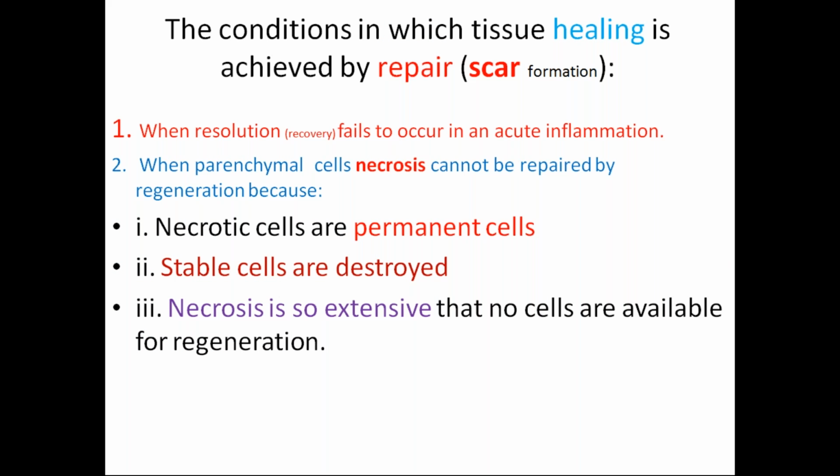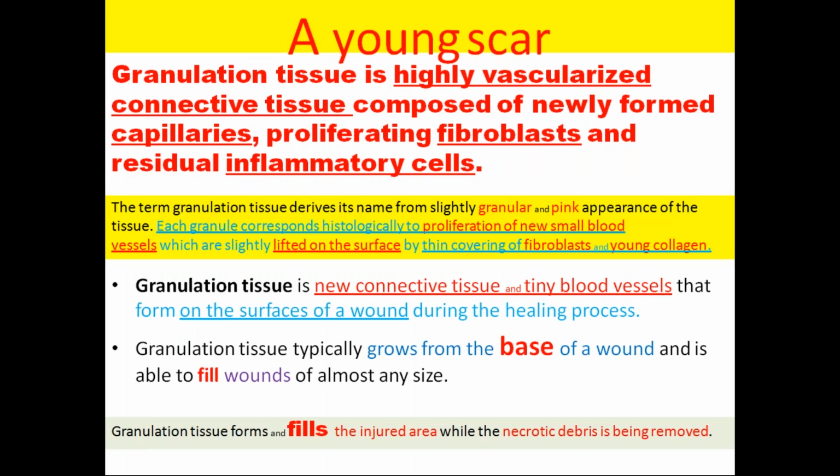Okay, the conditions in which repair is achieved are when resolution fails to occur in acute inflammation, and when parenchymal cell necrosis cannot be repaired by regeneration because the necrotic cells are permanent cells, or stable cells are destroyed, and necrosis is so extensive that no cells are available for regeneration. These are the conditions in which tissue is repaired by scar formation.